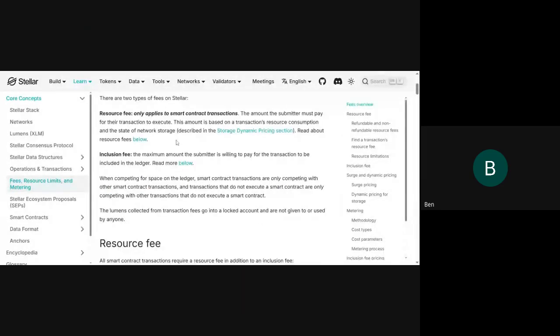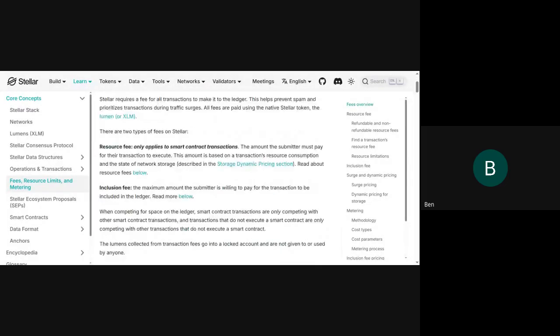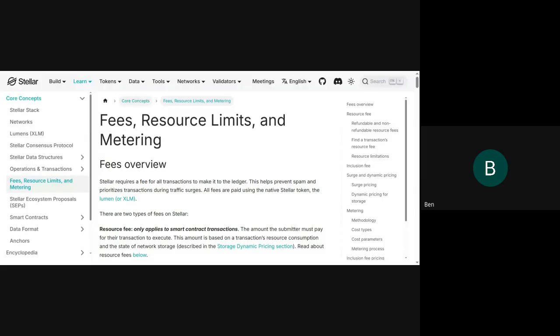Okay, so I recommend you also go and view the Stellar documentation. You can find it at developers.stellar.org, because I'm not going to be able to teach you everything. There's going to be a lot of gaps. So on your own time, I recommend you also go and read the documentation. Here it shows how the fee structure works, the resource limit and metering.